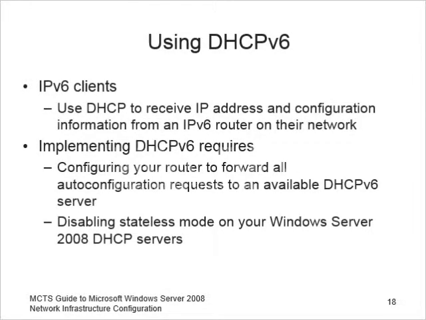IPv4 clients using DHCP retrieve all of the information they need for IP addressing from the DHCP server. This differs from IPv6. By default, IPv6 clients use an IPv6 router on their network to receive an IP address and configuration information. This is referred to as stateless mode. Implementing DHCP version 6 requires configuring your router to forward all of the autoconfiguration requests to an available DHCPv6 server and disabling stateless mode on your Windows Server 2008 DHCP server.